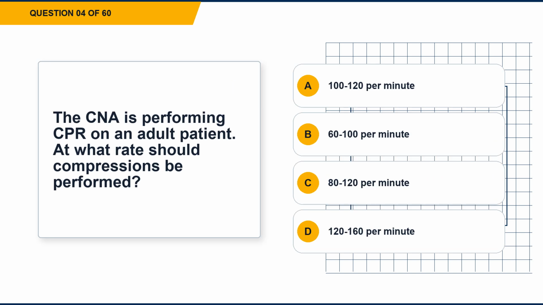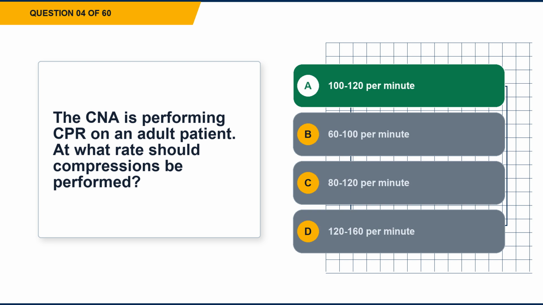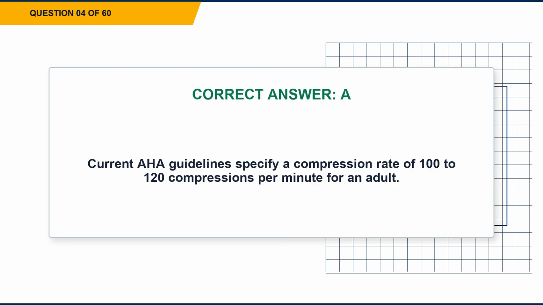Question 4. The CNA is performing CPR on an adult patient. At what rate should compressions be performed? Option A, 100-120 per minute. Option B, 60-100 per minute. Option C, 80-120 per minute. Option D, 120-160 per minute. The correct answer is option A, 100-120 per minute. Explanation. Current AHA guidelines specify a compression rate of 100 to 120 compressions per minute for an adult.